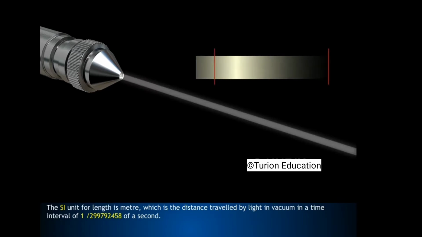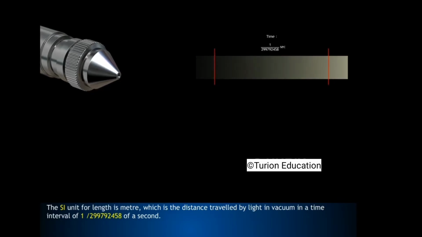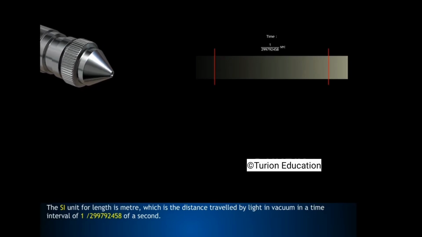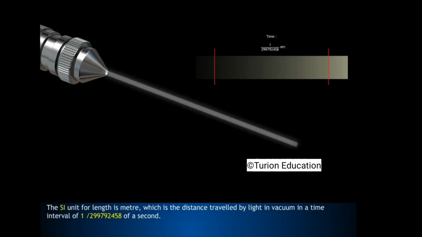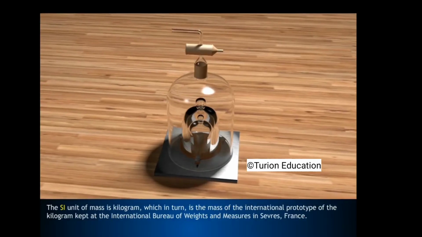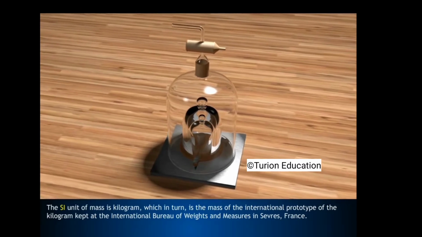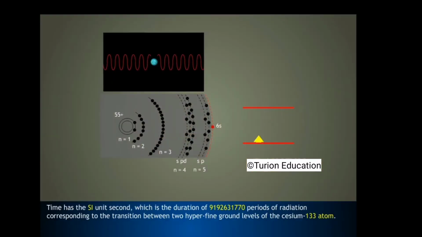The SI unit for length is meter, which is the distance traveled by light in vacuum in a time interval of 1 by 299,792,458 of a second. The SI unit of mass is kilogram, which in turn is the mass of the international prototype of the kilogram kept at the International Bureau of Weights and Measures in Sèvres, France.